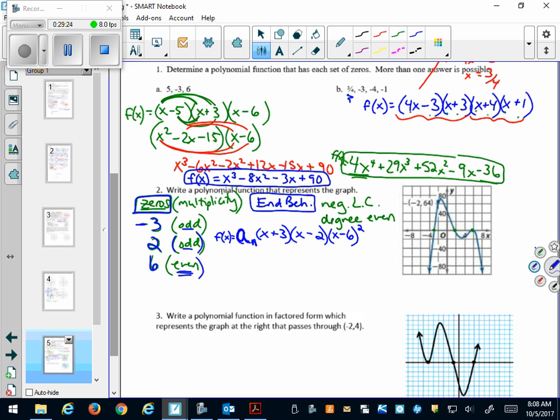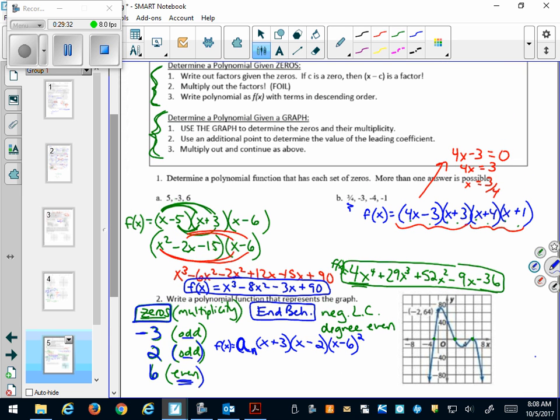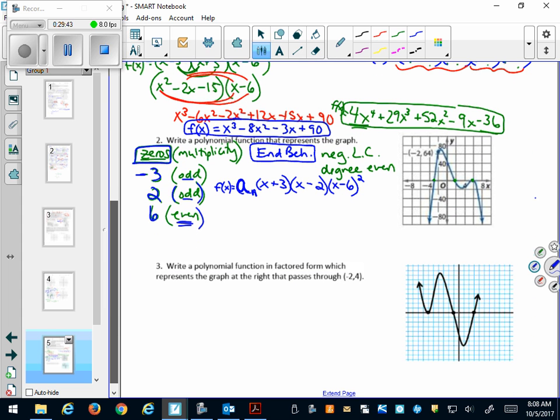Well, it's not really good enough because we need that a sub n. So if you look at these steps here, right, use an additional point to determine the value of the leading coefficient. So we have to look at the graph and use a point that will help us determine that first term. So they gave us the point negative 2, 64, so we could use that. That's what I used in my notes that I'm going to post.